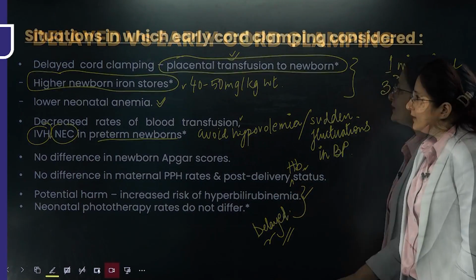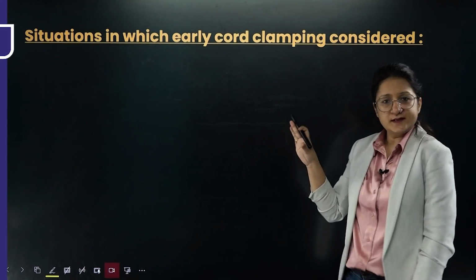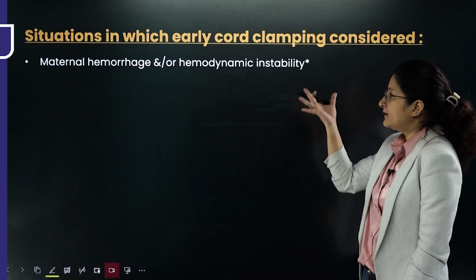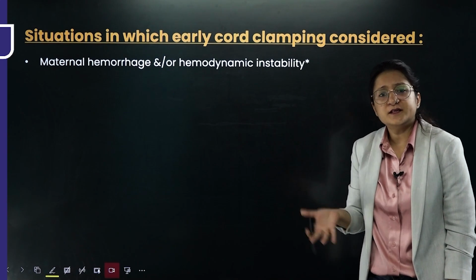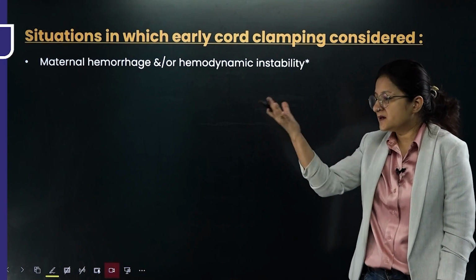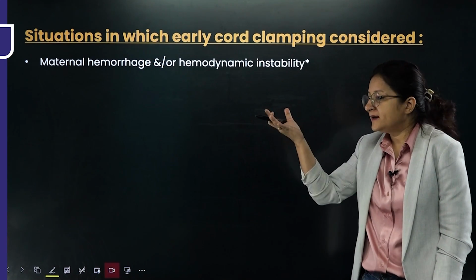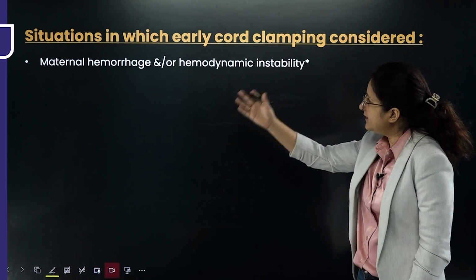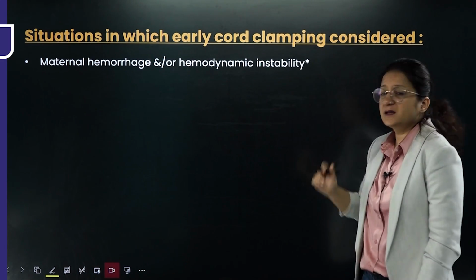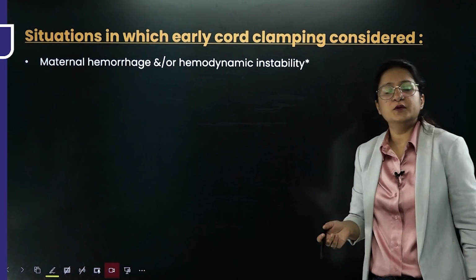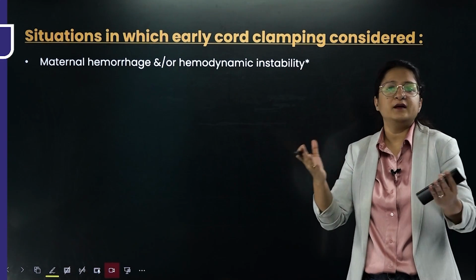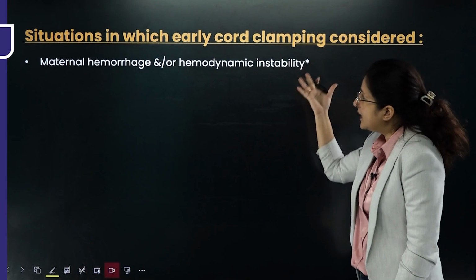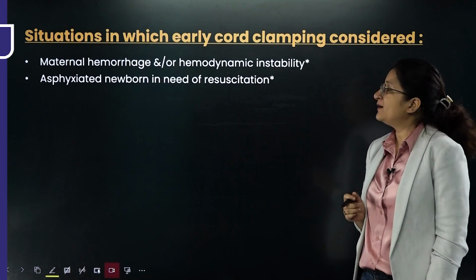Now, let's also talk about the conditions in which early cord clamping, however, should be considered. Like, for instance, there is maternal hemorrhage in the 3rd stage of labor. Now, you know that the maternal bleeding is not going to stop till the time the placenta is delivered and the uterus contracts, isn't it? So, maternal hemorrhage and or hemodynamic instability. I mean, you could be delivering a woman with placenta previa or maybe with placental abruption. Then in those situations, yes, of course, early cord clamping is recommended.